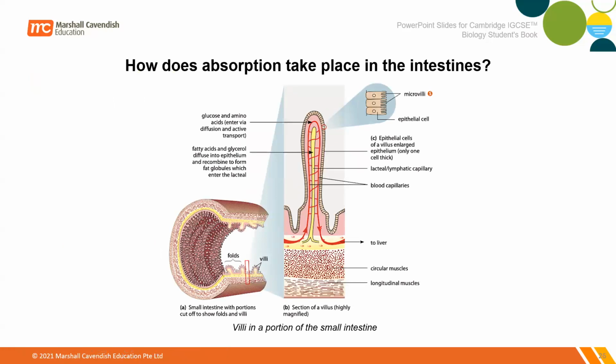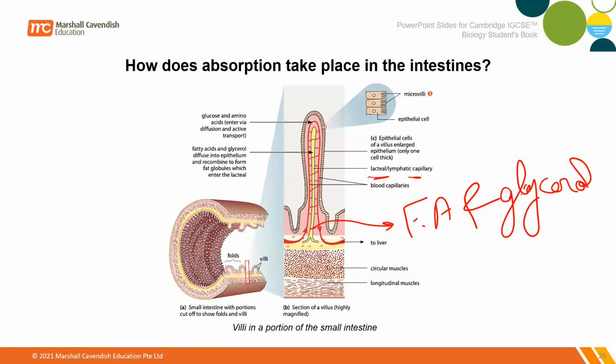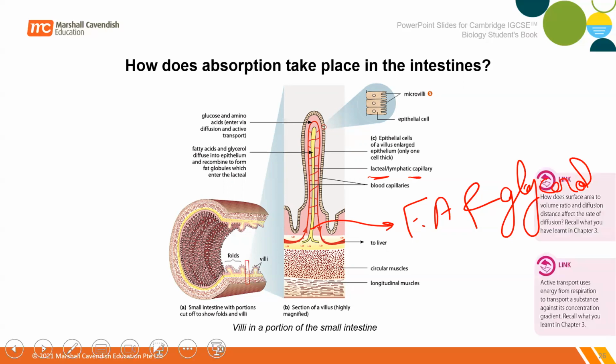It has blood capillaries, it has a lacteal or lymphatic capillary, and this is for the absorption of fatty acids and glycerol. It also has some microvilli, and this will provide a large surface area to take in more nutrients. Some students may struggle with this diagram, but honestly, it is extremely easy. It's not that hard at all.